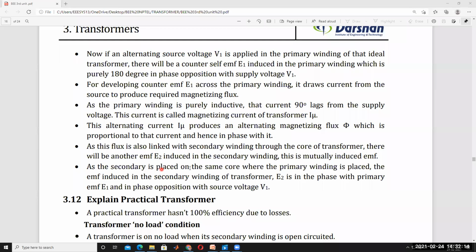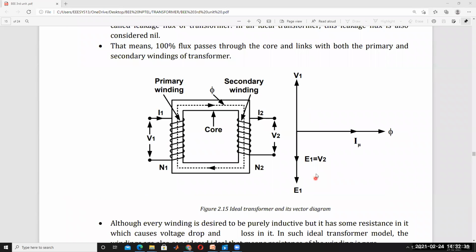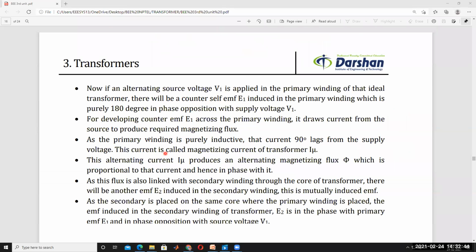As the secondary is placed on the same core where the primary winding is placed, the EMF E2 induced in the secondary winding is in phase with the primary EMF E1 and in phase opposition with the source voltage V1. So E1 and E2 are both in phase, and in phase opposition with the supply voltage V1. This is the vector diagram of the transformer.